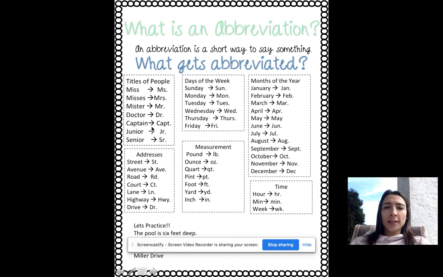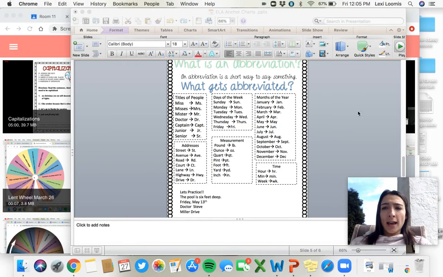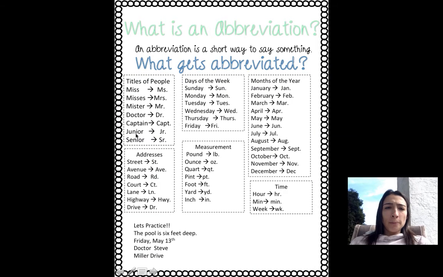It's important to know that at the end of each abbreviation, you always have a period. So you can see in each of our abbreviations, there is a period at the end. So the things that we abbreviate are our types of people, our days of the week, our months of the year, our addresses, our measurements, our time. So our measurements and time we do see during math. Our days of the week we could see every day. Our months of the year are also pretty common. The least common ones that we probably talk about are the addresses.